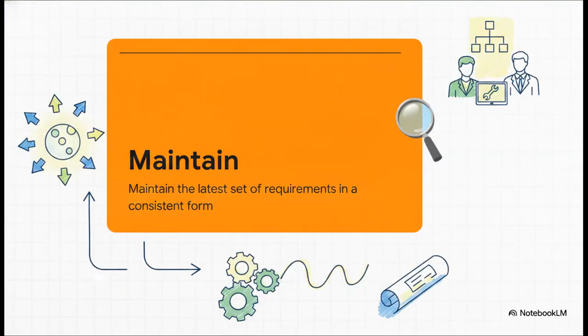Next up, we must maintain those requirements. It is remarkably easy for documentation to just get totally out of hand on a large project. So maintaining simply means keeping the latest set of requirements in a consistent form. This ensures that every single stakeholder, whether they're a software developer or a top-level business executive, is looking at the exact same, most up-to-date version of the blueprint. Seriously, no one should ever be building off outdated plans.